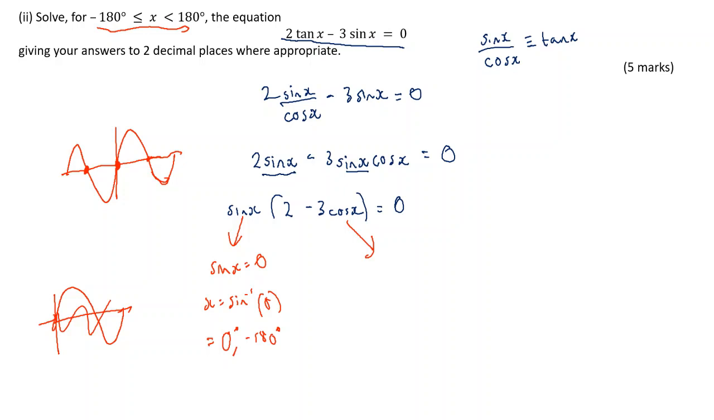But then we also get 2 minus 3 cos x equals 0, in which case we get 2 equals 3 cos x. So to find cos x, we would divide by 3, giving 2/3 equals cos x, like that. So then to find x, you're going to do inverse cos 2/3, which gives on your calculator 48.19 degrees to 2 decimal places.